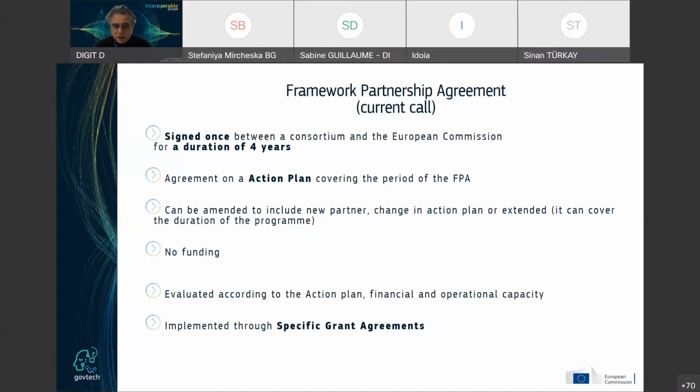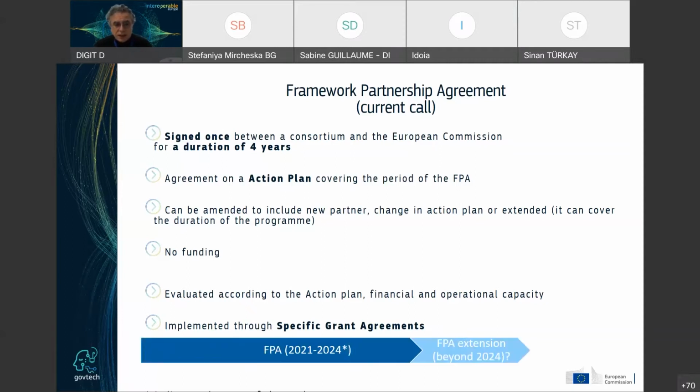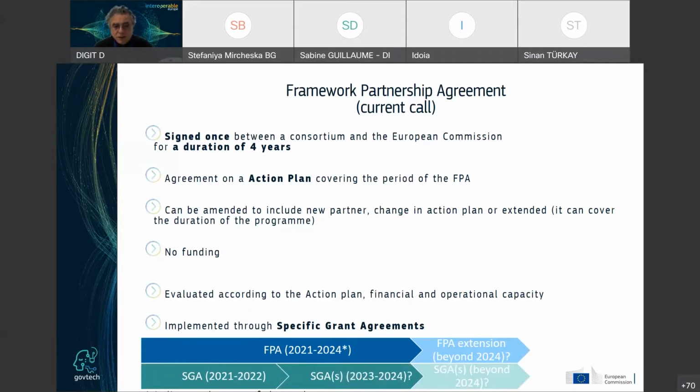Once this has been signed, we can implement the action plan through different specific grant agreements, so more than one, that's the idea. And here is what we say: we have the FPA, the framework partnership agreement, that will be signed, that will cover the 4 years, that could be extended, and after the actual implementation of the action plan that will be agreed upon will be with a succession of one or more specific grant agreements.